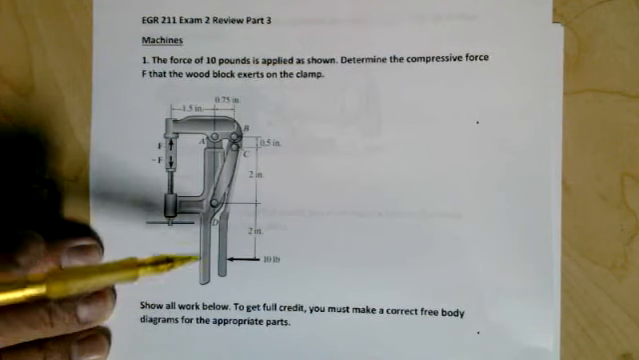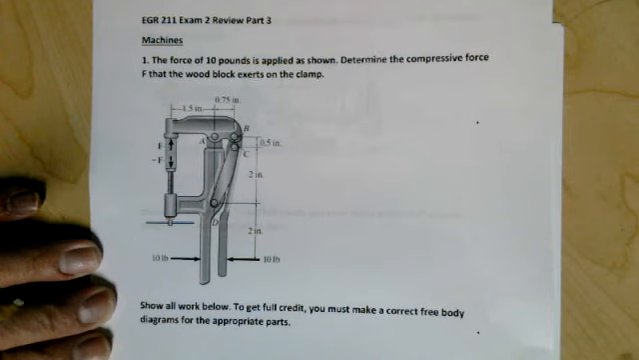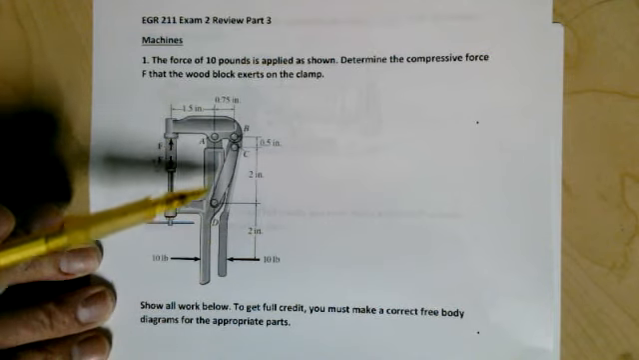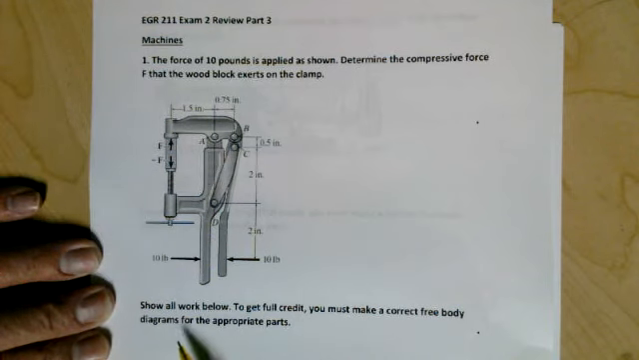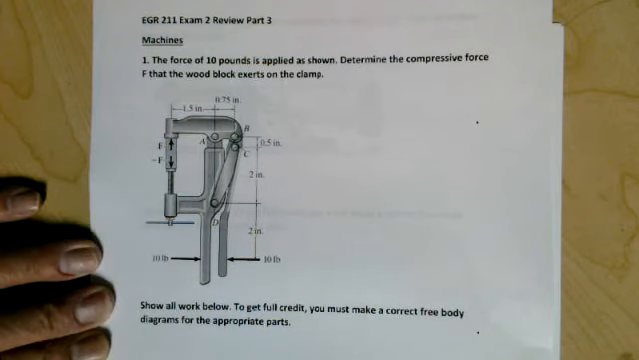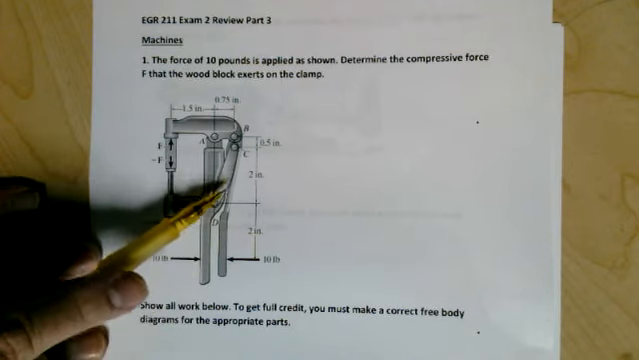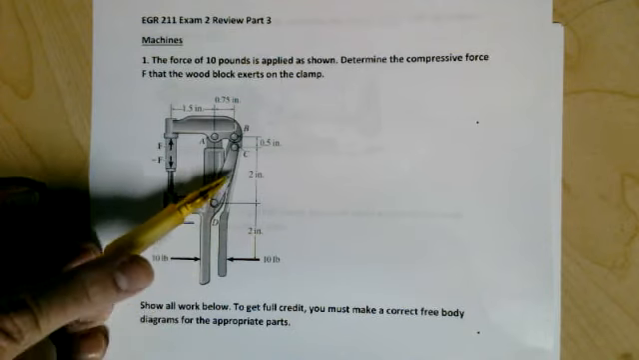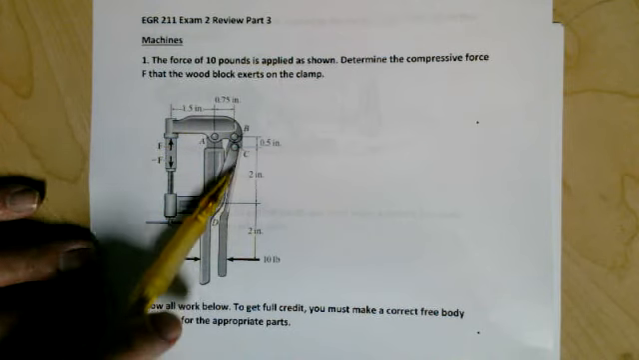Whenever you see a machine like this, it looks pretty complicated, but the way you have to do it is break this down. You have to take this apart and look at each appropriate part. Here it says that to get full credit, you have to make a free body diagram of each appropriate part. Usually you want to start with a part that has the force applied to it, and you can see this leads to the force over here. So we want to look at these parts. Start with this one right here and make the free body diagram of this.